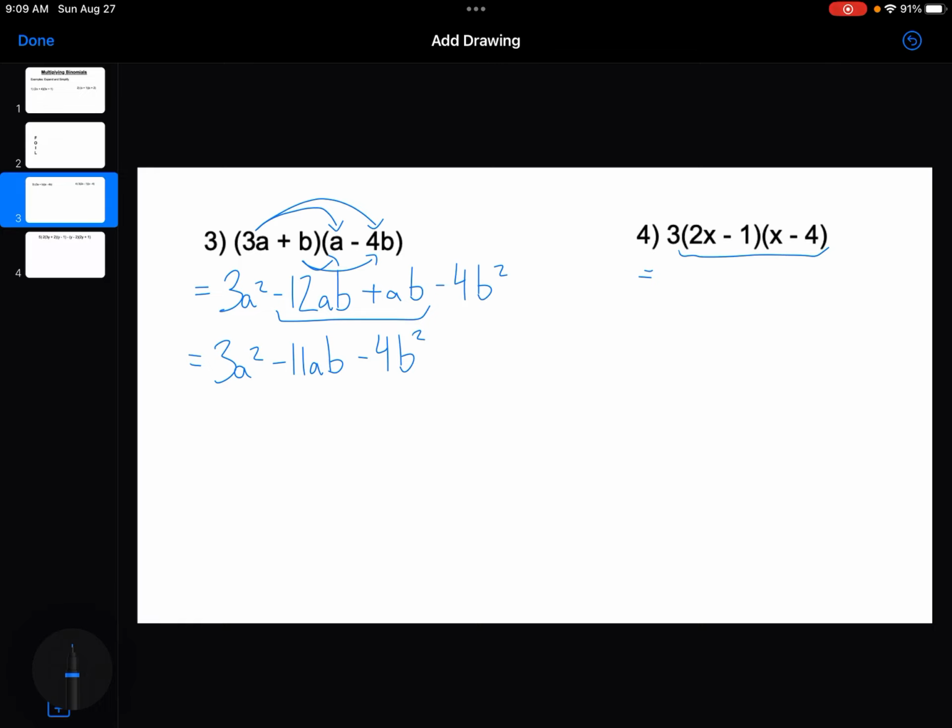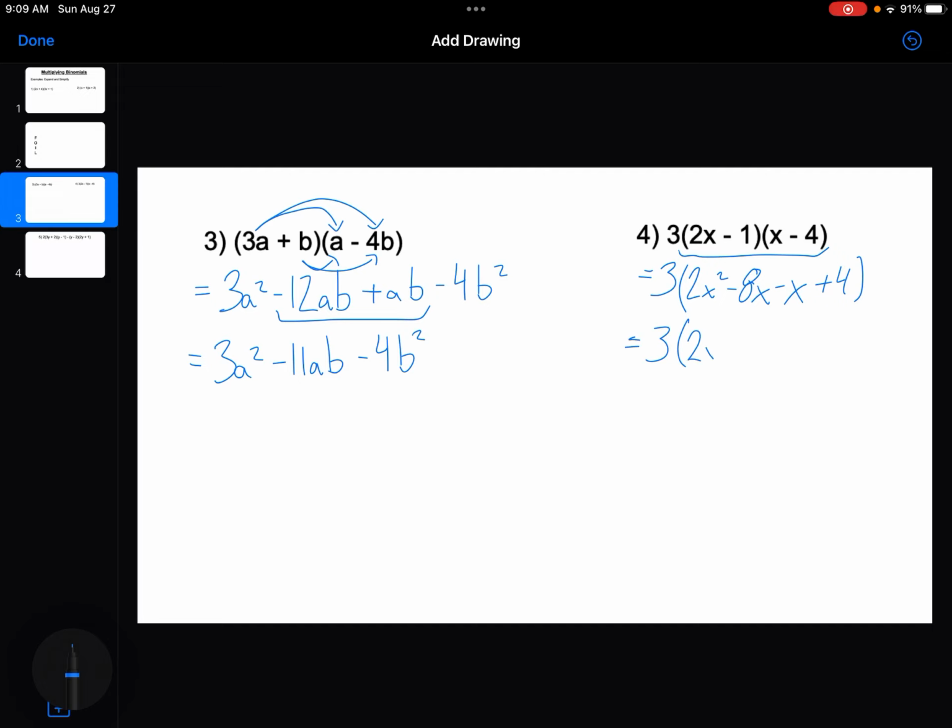So the way I'm going to show it is I'm going to multiply the 3 in at the end by multiplying the binomials first. So in that case, I'm going to leave the 3 there. I'm going to put a bracket, and then I'm going to FOIL my two other brackets. So 2x times x is first times the first, so we get 2x squared, minus 8x, that's the outer, minus x is the inner, plus 4 is the last.